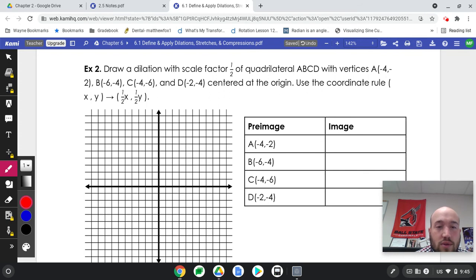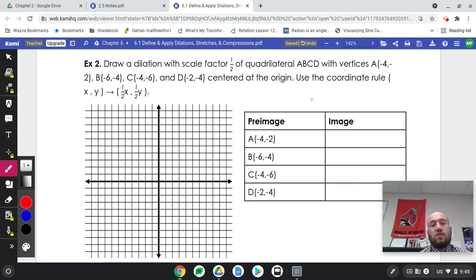So our next one, example 2, it asks us to draw a dilation with a scale factor of 1/2. So we know right from the start it is getting smaller because that is less than 1. So all our points are right here for the pre-image. I'm going to start by plotting those. So there's A, B, C, and D. And we'll connect our dots.